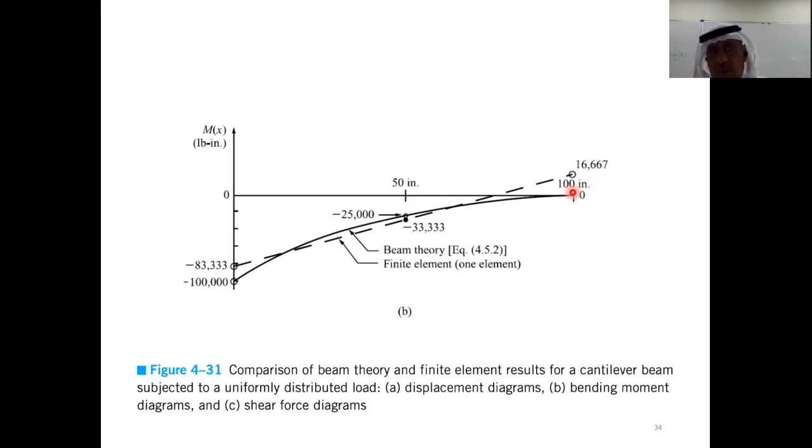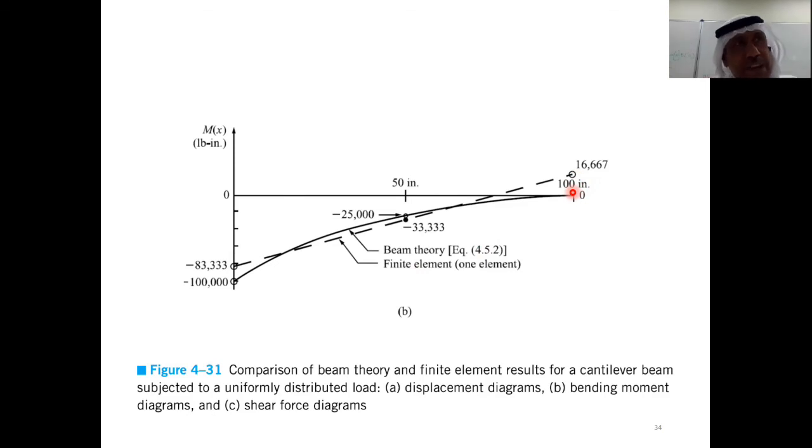Okay, and this is what happens to those who are taking plate and shell. In plate and shell, I think you are talking about fourth order differential equations. So this is what it is. Maybe deflection is good, but go to the other higher order terms to find out. And this is the moment.